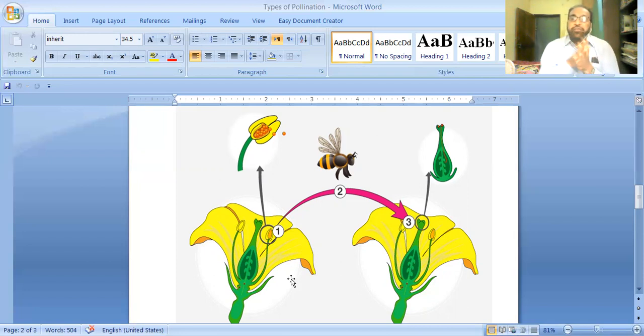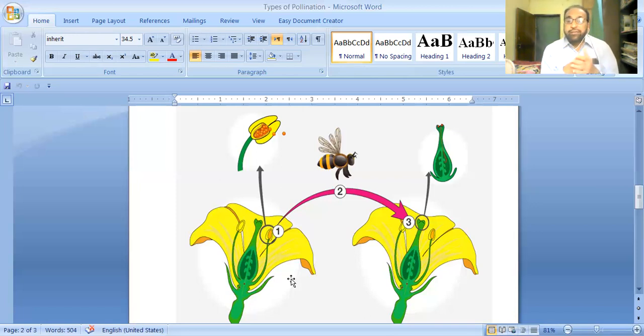In some cases, first androecium matures. In some cases, first gynoecium matures. So ultimately, the pollen grain moves to another flower located on another plant. This condition is called dichogamy. If in a flower androecium matures first, then this condition is called protandry, P-R-O-T-A-N-D-R-Y. Protandry is a condition in which androecium matures first. When androecium matures, it transfers pollen grain to another flower on another plant, and ultimately cross-pollination takes place.